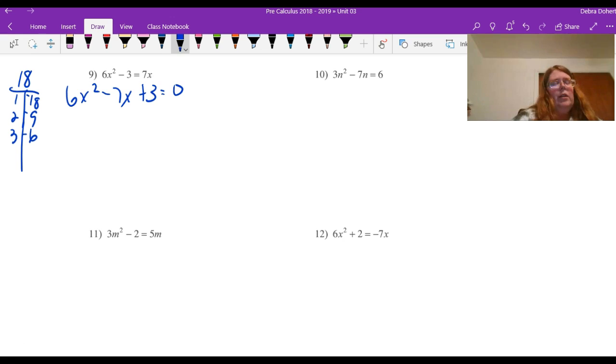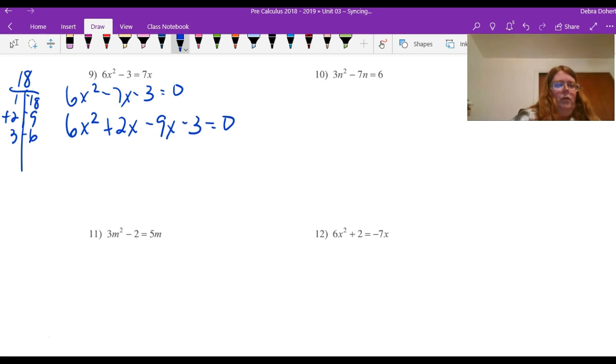The only ones that can conceivably add together to give us the right one would be 2 and 9. But that is again a negative 3. I keep on doing that. The only way for that to happen is if this one's a positive. So we're going to take 6x squared plus 2x minus 9x, subtract 3 equals 0.